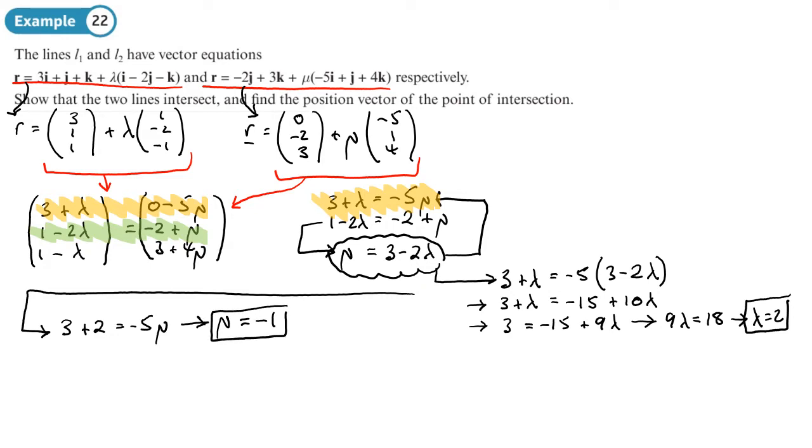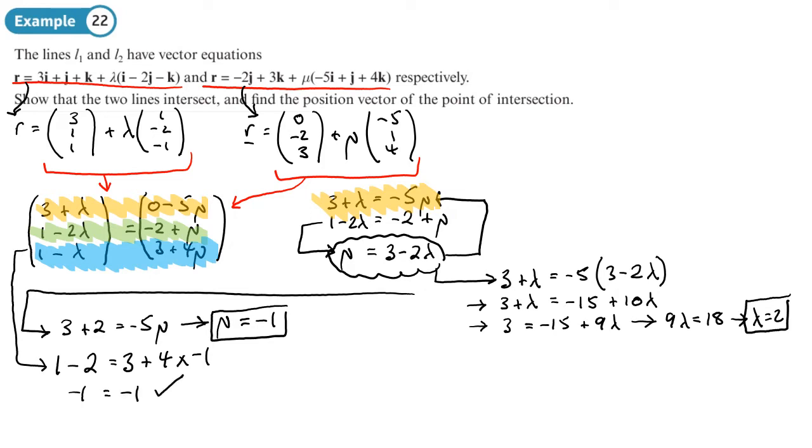Now we need to check that it works in the third equation, because we haven't used this equation here, the one I'm highlighting in blue. We've got to check that it works in that equation. So now I'm going to substitute lambda equals 2 and mu equals negative 1 into that. So from this equation I'll have 1 minus lambda, which is 2, equals 3 plus 4 times negative 1, and we need to see if that works. So 1 minus 2 is negative 1, and then 3 minus 4 is negative 1, so it works in the third equation.